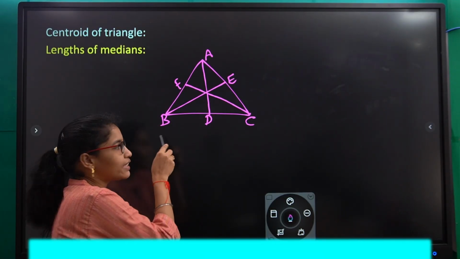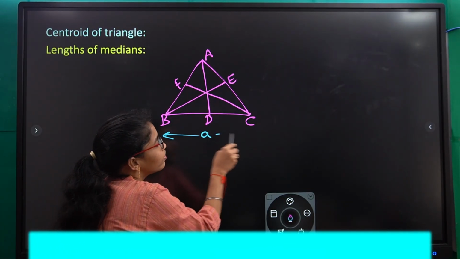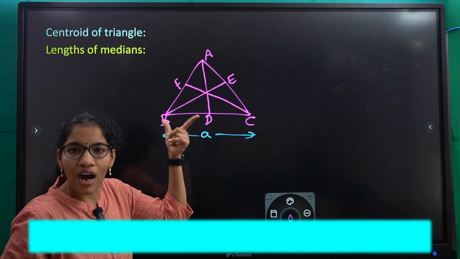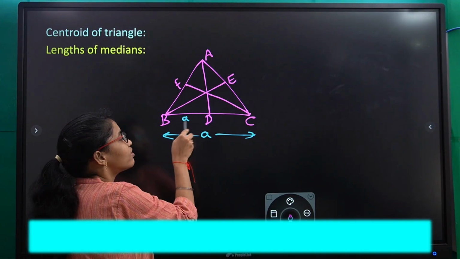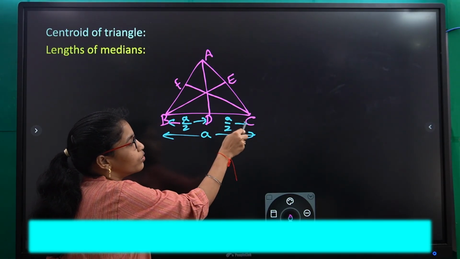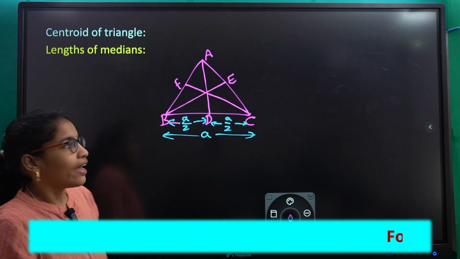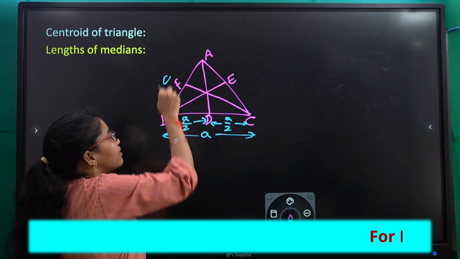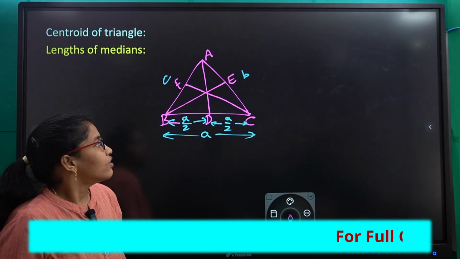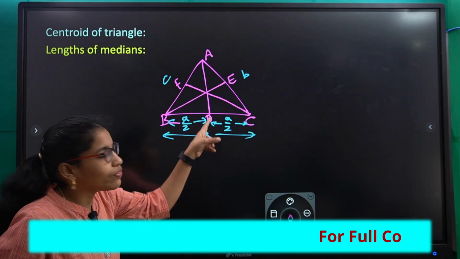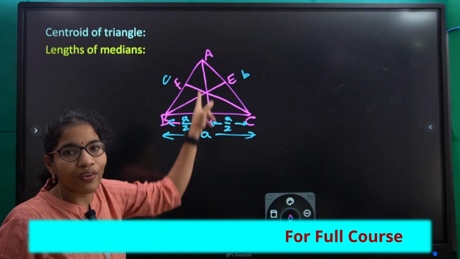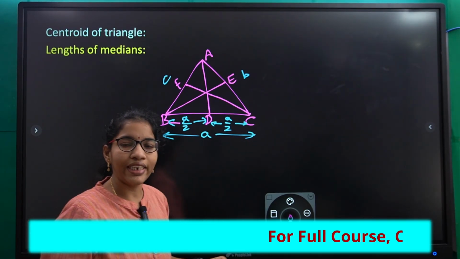So what is the length of BC here? D is the midpoint, so what is BD now? Half of a only, right? So this is a by 2 and this one is also a by 2, right? And what about AB? AB is c, and AC is length b, right? Now I want to find the length of the median. You can find either AD or BE or CF. First I want to find this AD. So how can I find AD here?